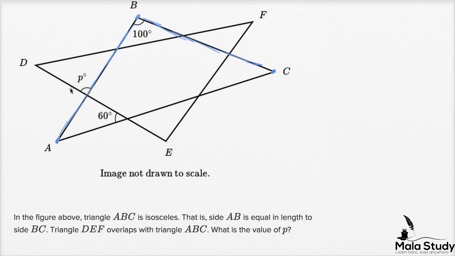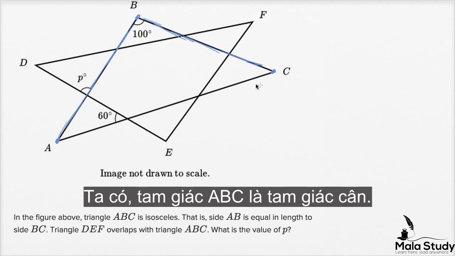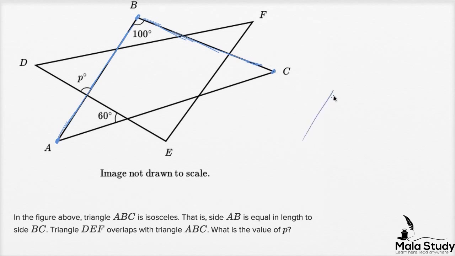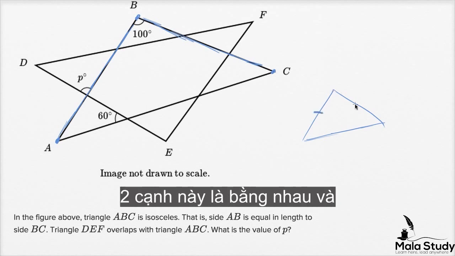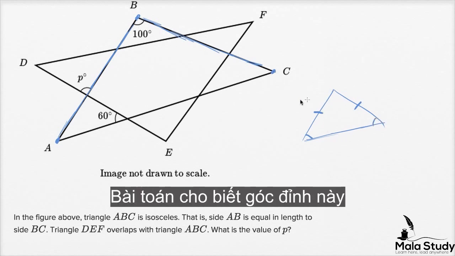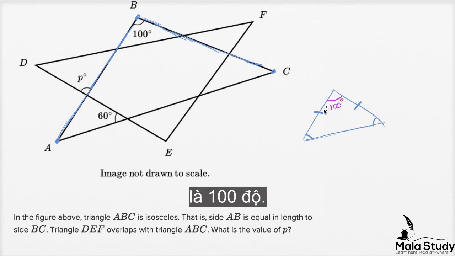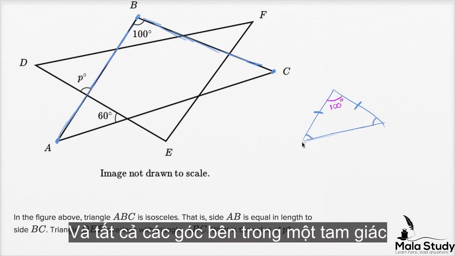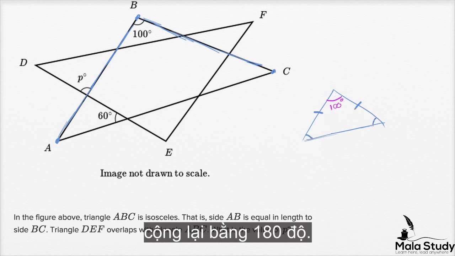All right, let's work through this. So ABC is an isosceles triangle, and I'm going to draw it separately here. In an isosceles triangle, if these two sides are congruent, then these base angles are going to be congruent. And they already tell us that this angle up here is 100 degrees.